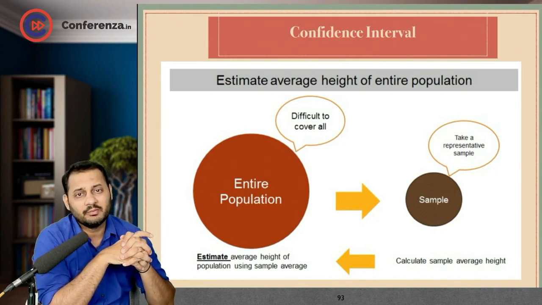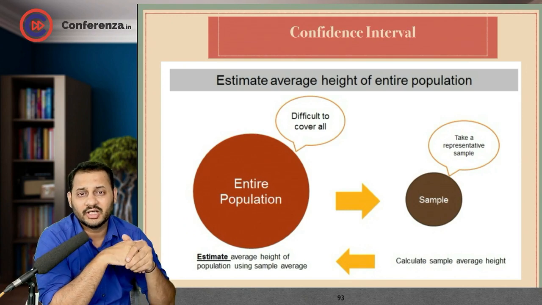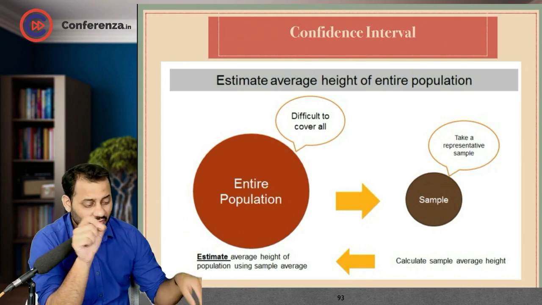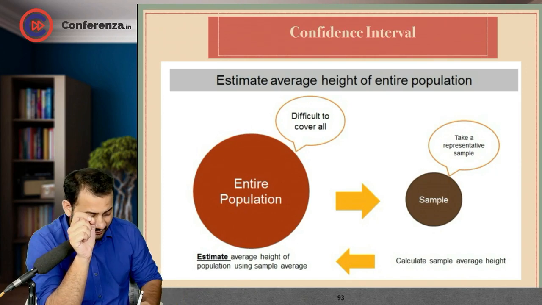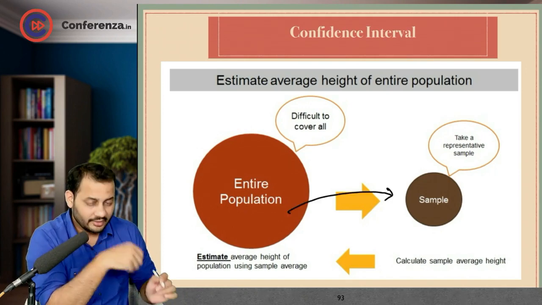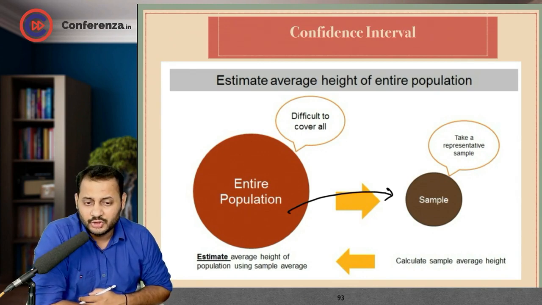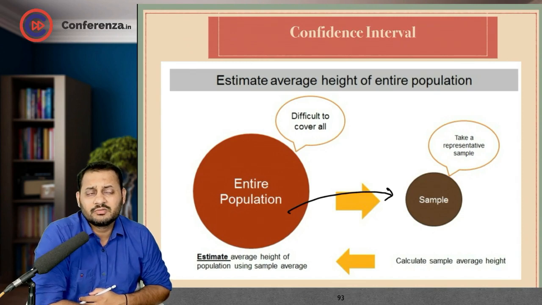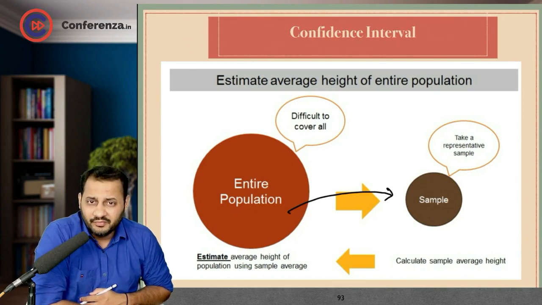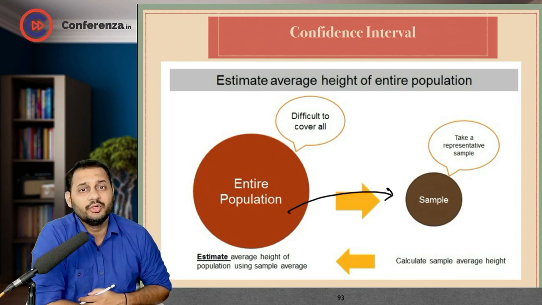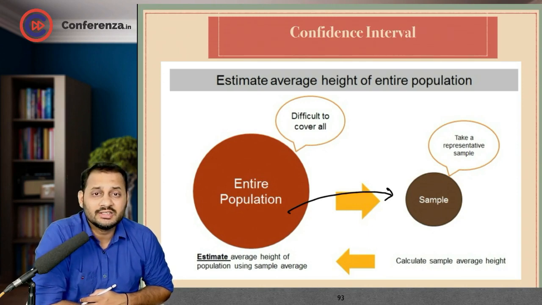So now if you want to calculate the average height of India's population, there is a concept called sampling. When it is very difficult to do the research on the entire population, what you do is you take a sample from that population. So we are going to pick a few people from every city, every state, and then we are going to do that research on the sample.